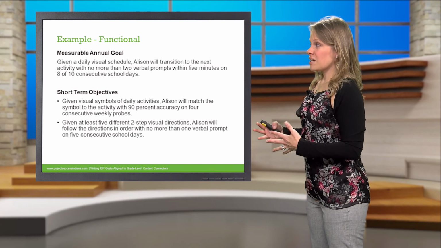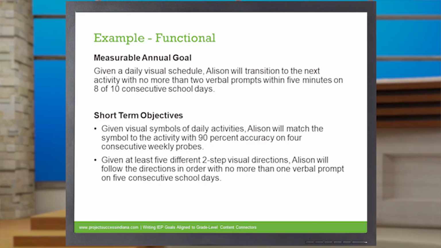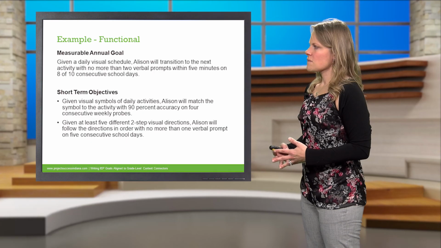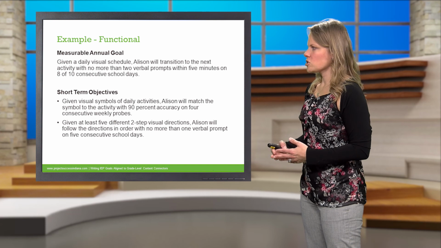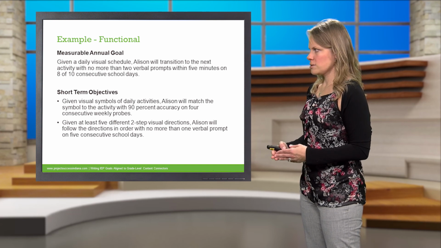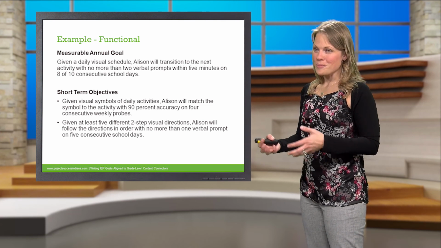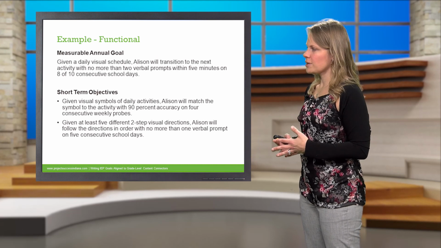What are some ways that we're going to get there with these short-term objectives? She'll match the symbol to the activity. So that goes along with being able to transition, having a symbol that represents that activity and being able to match it. And then also being given at least 5 different 2-step visual directions. Allison will follow those directions in order with no more than 1 verbal prompt, etc. So being given these different 2-step directions and then being able to follow those directions, that's going to assist in the process of making that transition that's targeted in that annual goal.